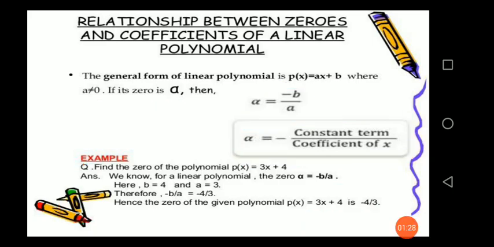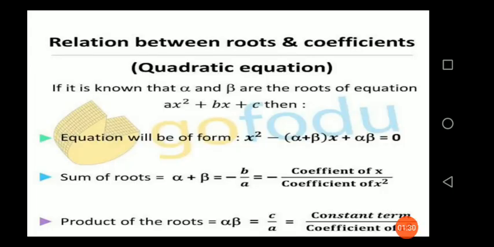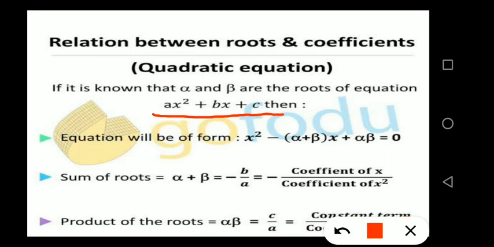Okay. Now next we will talk about the quadratic polynomial. The general form of a quadratic polynomial is ax square plus bx plus c, where a is not equal to 0. And since it is a quadratic polynomial, the two roots can be alpha and beta. Now sum of roots, it is saying alpha plus beta is equal to minus b by a, which is minus of coefficient of x by coefficient of x square.